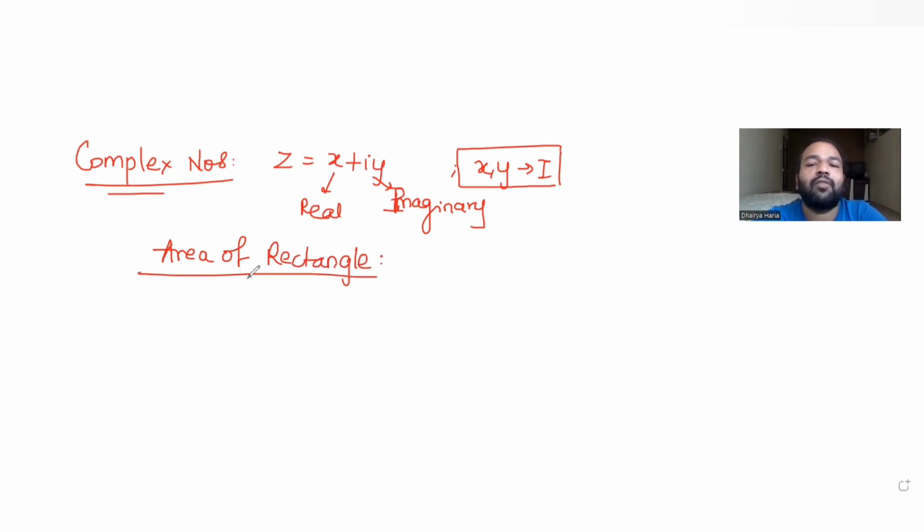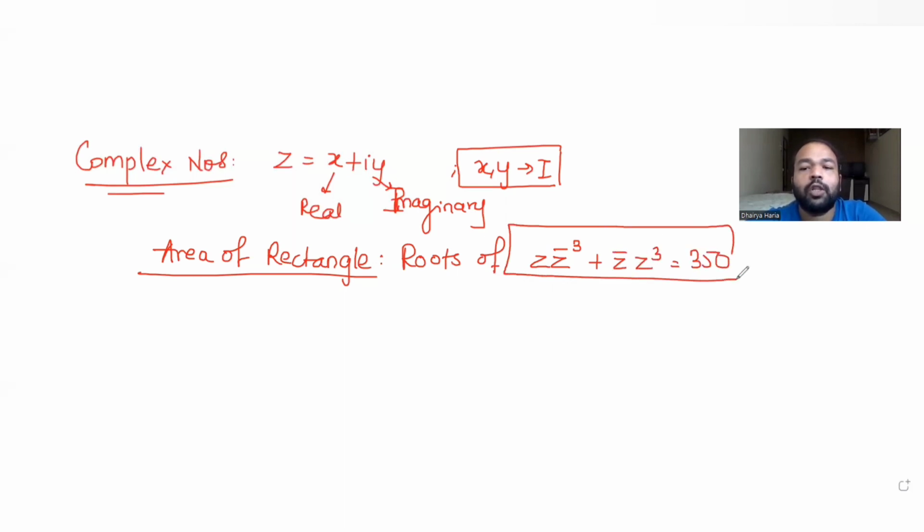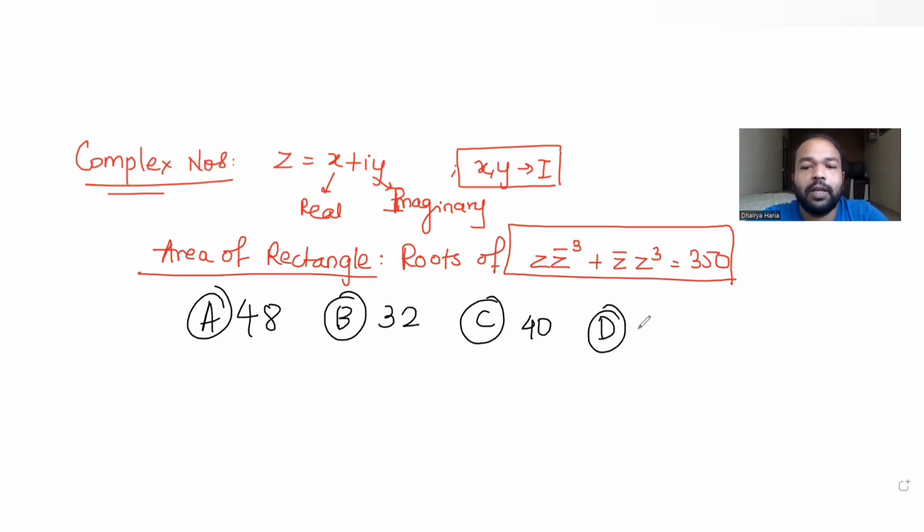and we have been told that the vertices of this rectangle are nothing but roots of the equation z into conjugate of z cube plus conjugate of z into z cube is equal to 3. So we need to solve this. We'll get four vertices of the rectangle. Once we get the four vertices, we can just find the area of that rectangle. And the options given to us in this question are A is 48, B is 32, C is 40, D is 80. So these are the four options given to us.